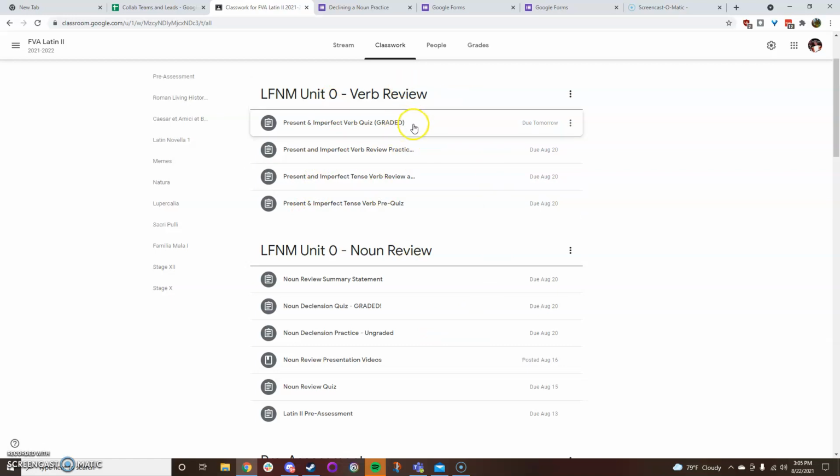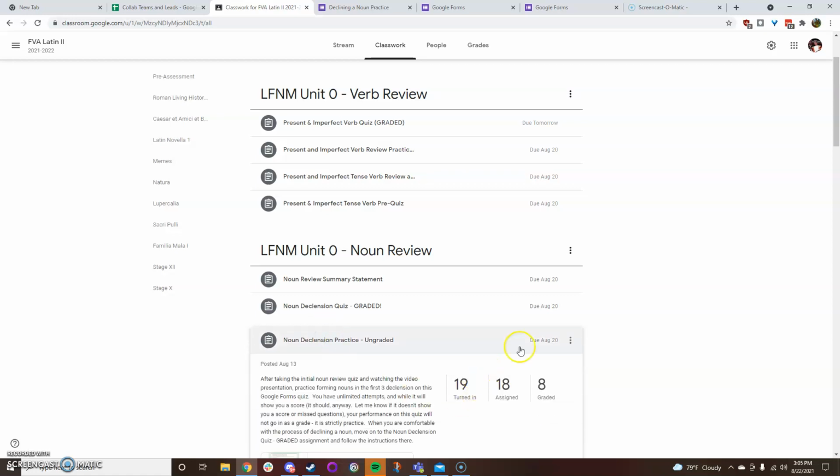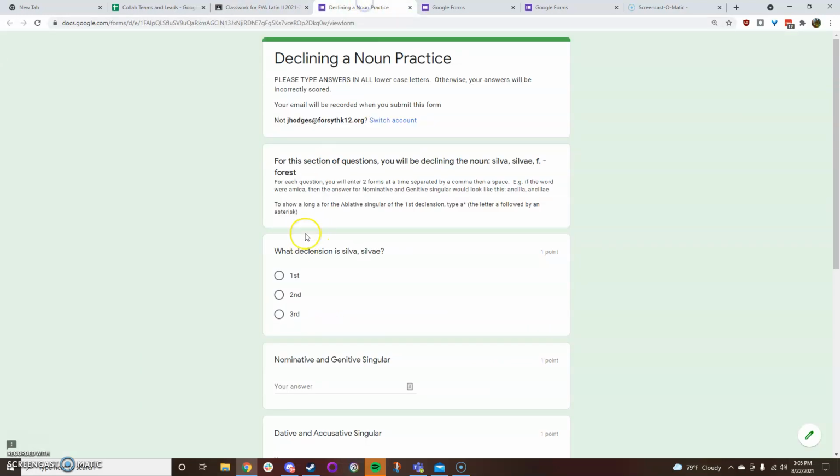You'll see the verb review fill up a little more next week when we talk more about perfect, pluperfect, future perfect verbs, and the rest of the third IO and fourth conjugation. So that should help. We're going to start with the declining a noun practice, ungraded. Here's where all the materials are for the notes and the videos. So we're going to go here and you'll get to this.